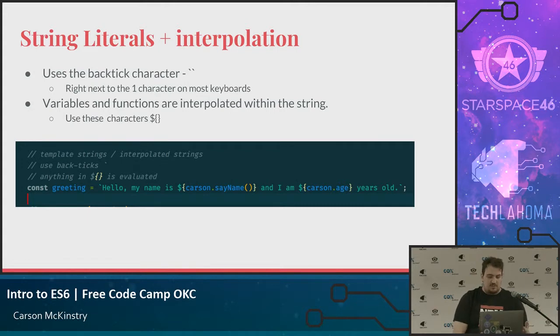Now you can use the $ plus curly brackets, and then you can declare, or you can use a function. So like here we're using the object from earlier to define our name. And then I want to also give the age, so I'm using the variable, Carson.age.